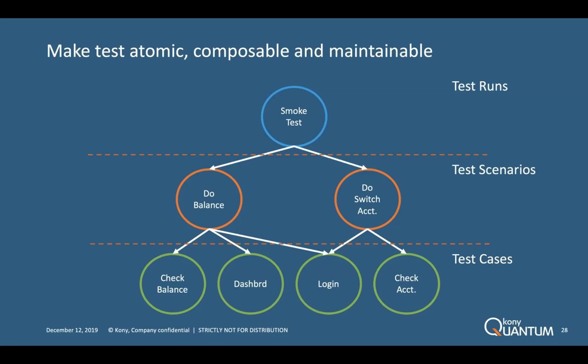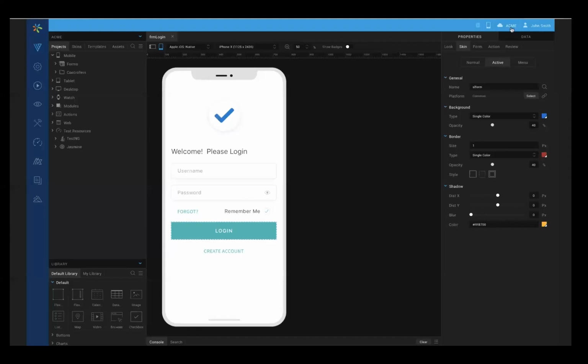If the login changes, I just need to change the login test case to have the changes reflected across my higher level test scenarios. So let's take a look at how we can do this with Kony Visualizer as well, right? So how do we create these test scenarios and how do we create these test runs? So again, here is another demo which walks you through how we can create test suites with the test scripts or the test cases that we have recorded.